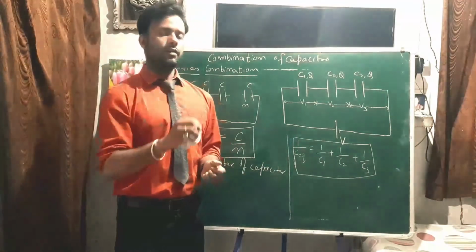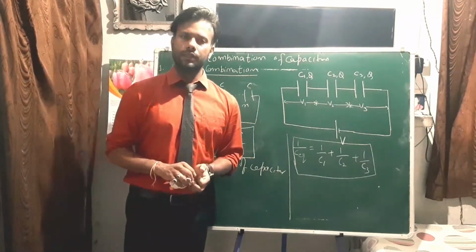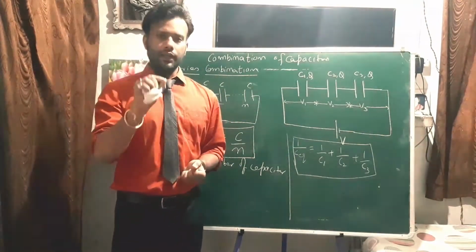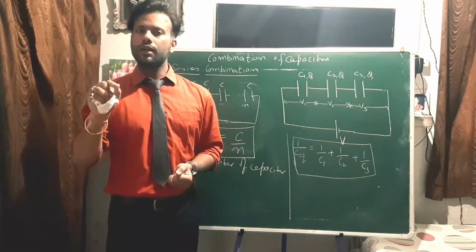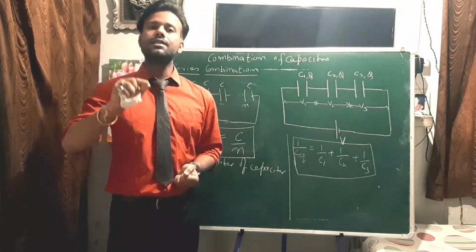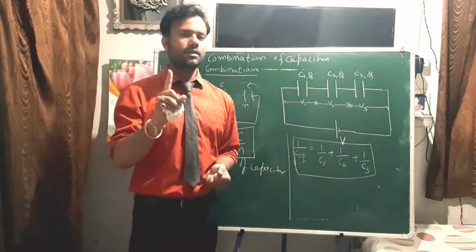Okay. One more important thing, when we calculate the equivalent capacitance in this combination, always remember the value of the equivalent capacitance is always less than the smallest capacitance in the circuit, right? Understand this with an example.